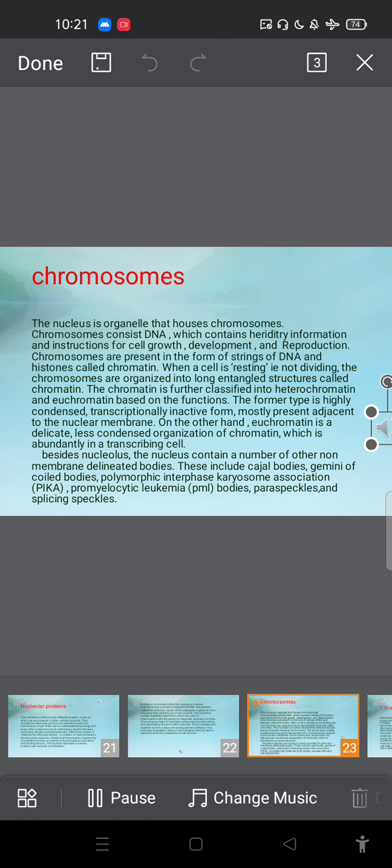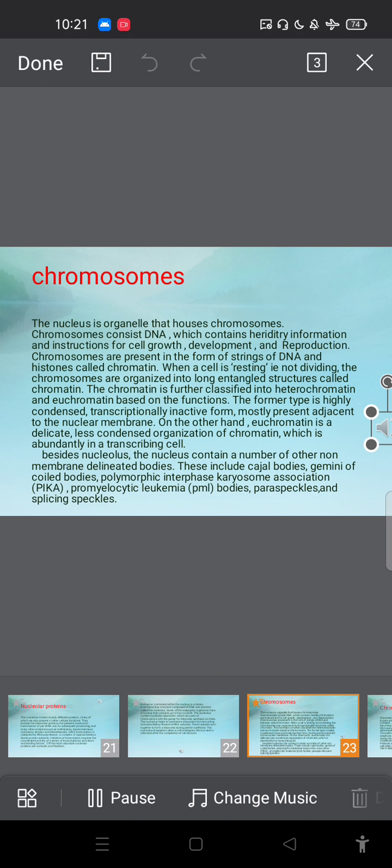The next one is chromosomes. The nucleus is the organelle that houses chromosomes. Chromosomes consist of DNA, which contains hereditary information and instructions for cell growth, development and reproduction. Chromosomes are present in the form of strings of DNA and histones called chromatin. When a cell is resting, that is not dividing, the chromosomes are organized into long entangled structures called chromatin. The chromatin is further classified into heterochromatin and euchromatin based on function.